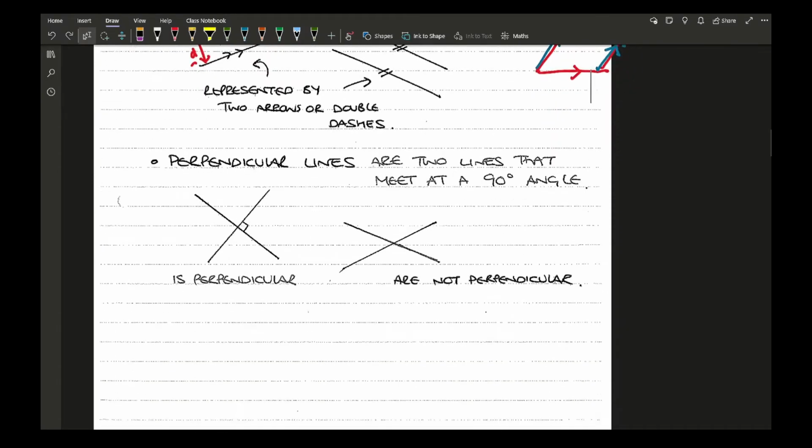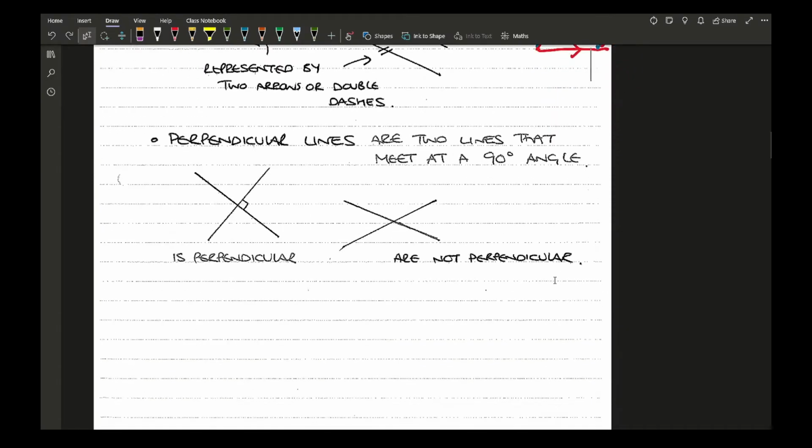Now the next thing we move on to is perpendicular lines. The definition of perpendicular lines is lines that meet at a 90-degree angle. So again, as you can see on the diagram here, this red line is perpendicular to this green line because they meet at a right angle. And again, how we represent a right angle is with a little square.